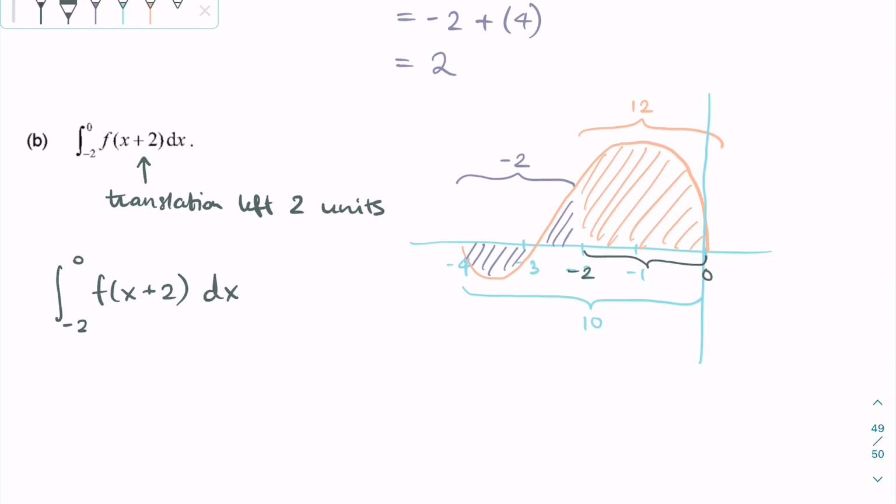We can now see that the integral of f(x + 2) is actually the same as the integral from 0 to 2 of f(x). We already know the value of this, and it's 12. And that's the answer for part B.